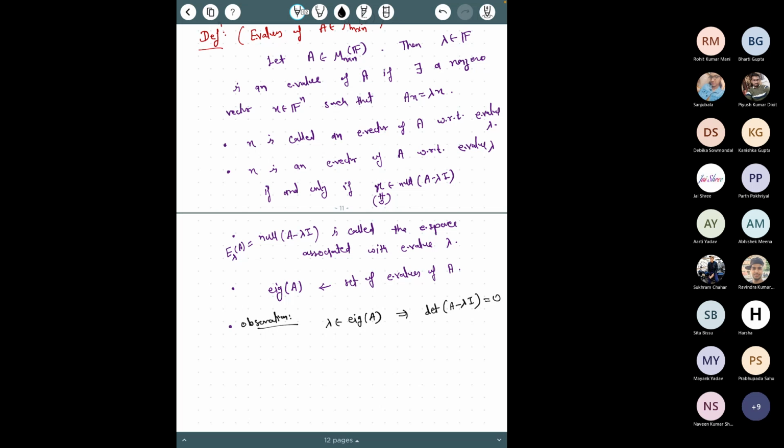Is the converse also true? If the determinant of A minus lambda I equals 0 for any lambda, then can you say that lambda is an eigenvalue of A?